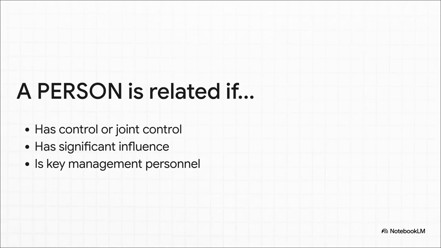So when we're talking about an individual person, it really all boils down to influence and power. If someone has control over the company or can seriously sway its decisions or is part of that key management team, boom, they're a related party. And this is a big one, so are their close family members.